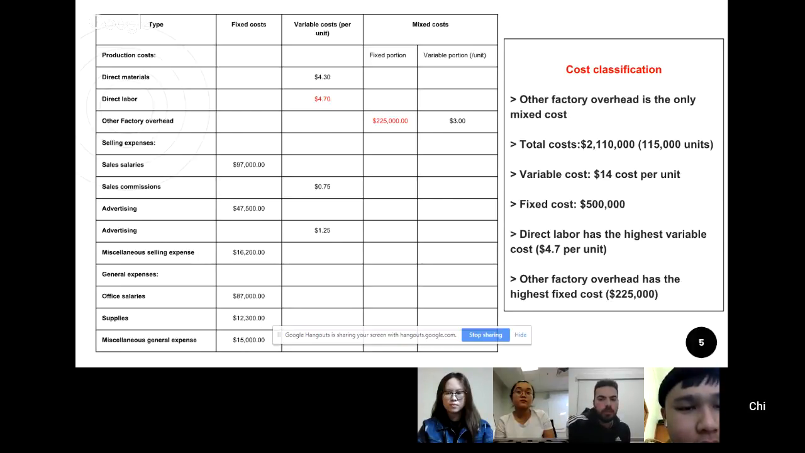Our total costs came to a total of 2,110,000, which came from 115,000 units. Our variable costs came to a total of $14 per unit. Our fixed costs came to a total of 500,000. Our direct labor had the highest variable cost at $4.7 per unit. Our other factory overhead had the highest fixed cost at 225,000. Next, we have Min.